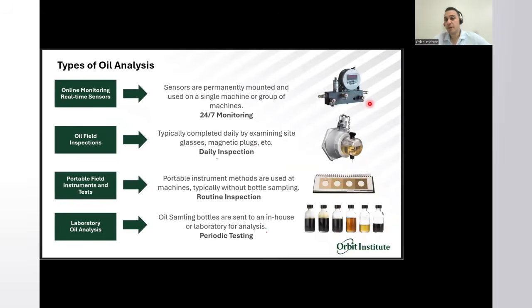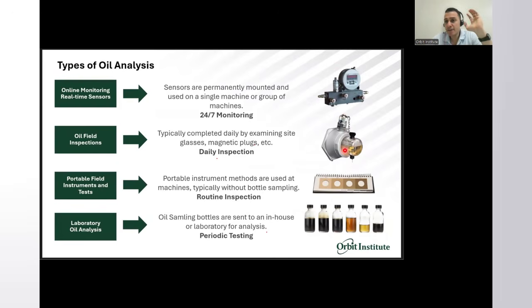Since we are talking about the laboratory, oil analysis actually has many types. There are a couple of types for oil analysis. Four main types of oil analysis are: first, online oil monitoring. There are some sensors and equipment that you can fix on your lubrication lines, permanently mounted and used on a single machine or a group of machines, and it can give you 24/7 monitoring of the oil condition.